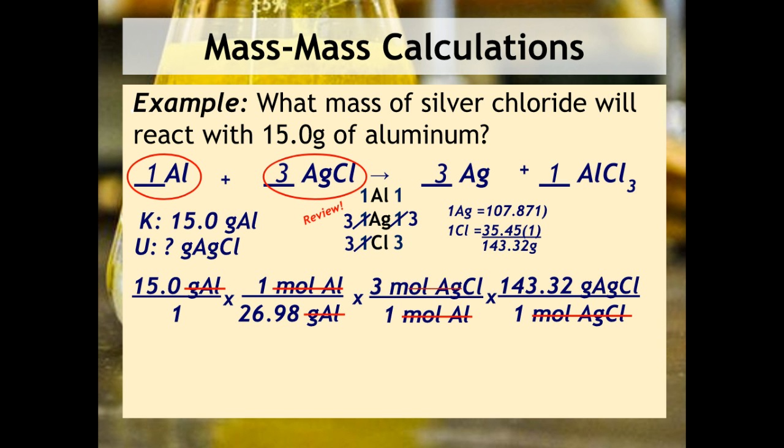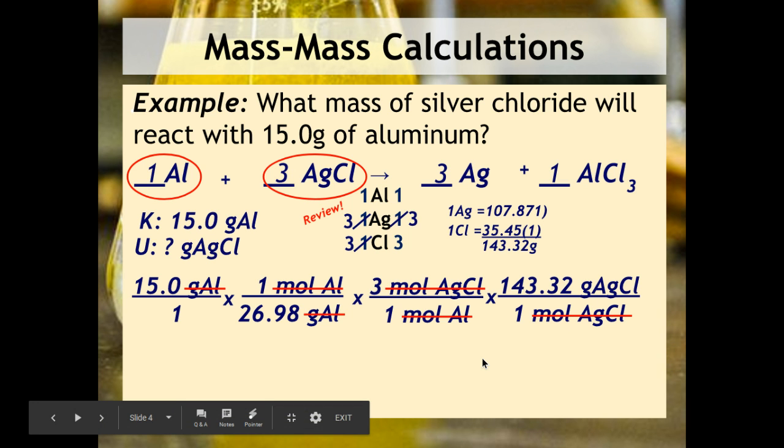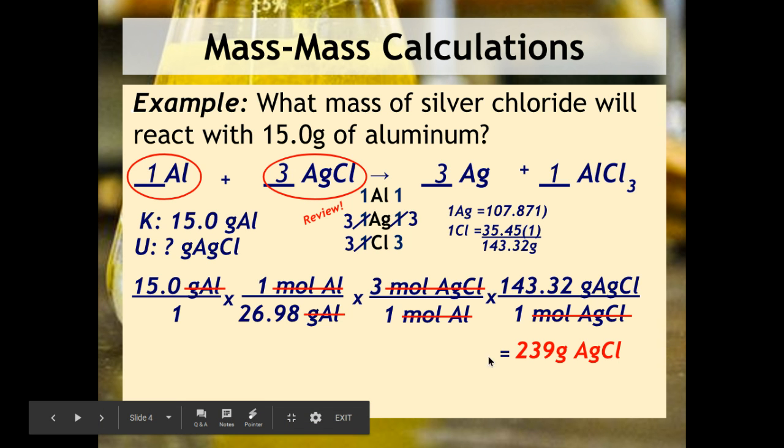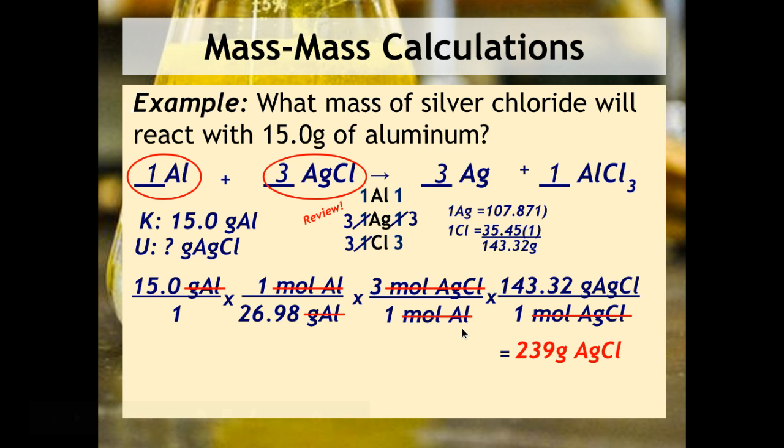Moles of silver chloride on top, moles of silver chloride on bottom. I'm left with grams of silver chloride. Is that what I'm looking for? Yes. Now you can plug and chug in your calculator. 15 times 3 times 143.32 divided by 26.98. And you'll be left with 239 grams of silver chloride. 3 significant figures, and it's labeled, so we are done.